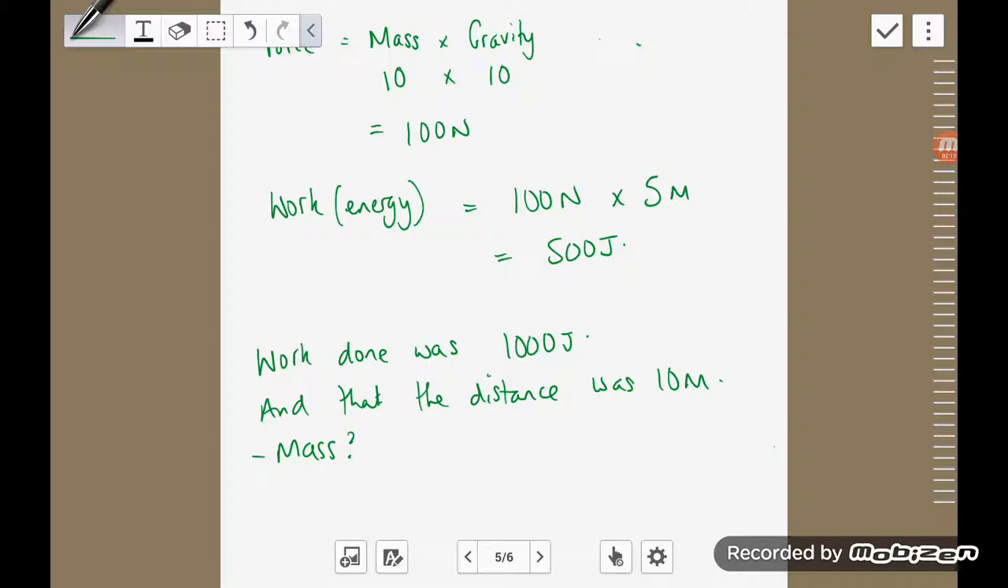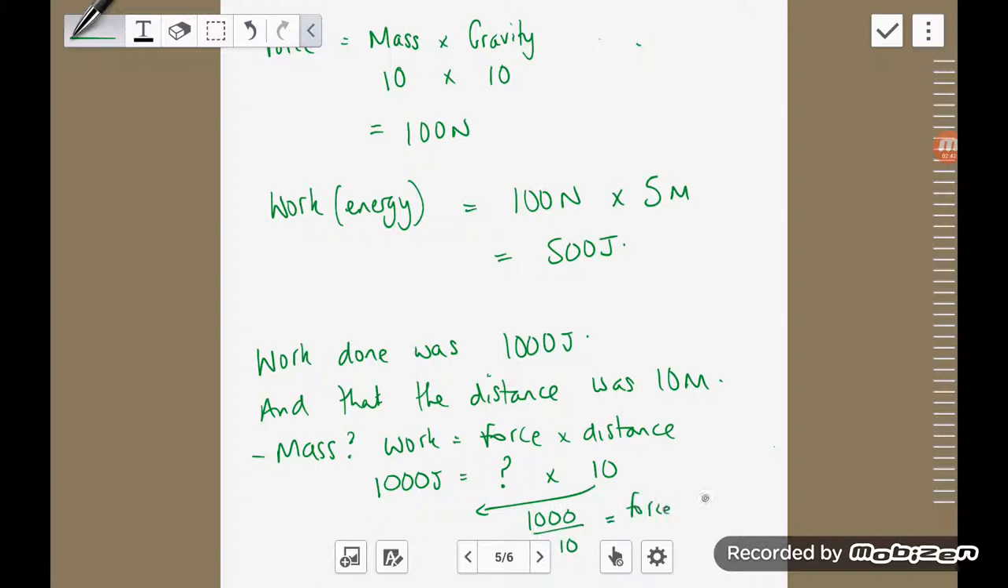Now, our formula, once again, looking at this, is work equals force times distance. We have the work, which is 1000, equals our mystery force times 10, which is the distance. So when that comes across, we get 1000 divided by 10 equals our force, which equals 100. So our force is 100 newtons.